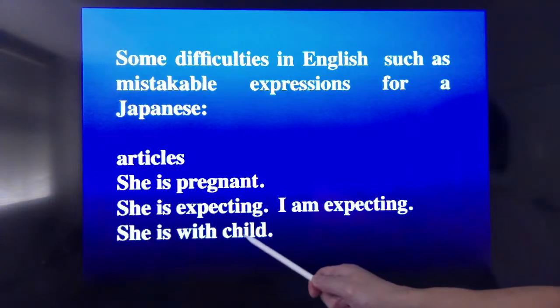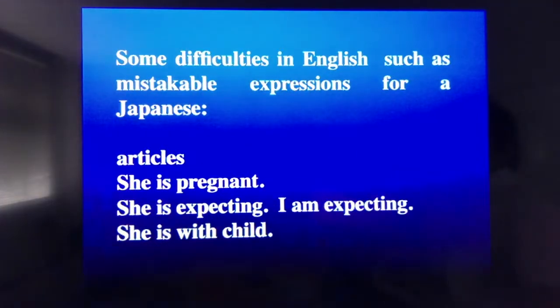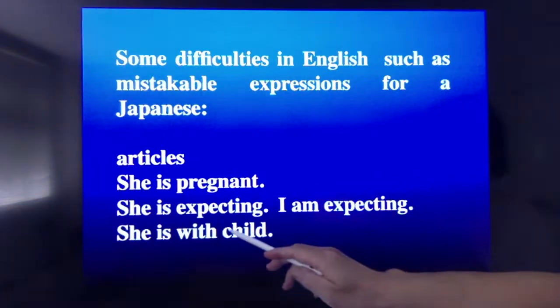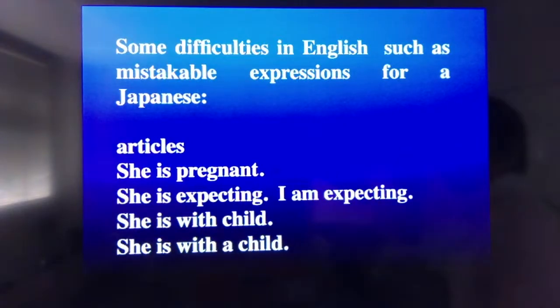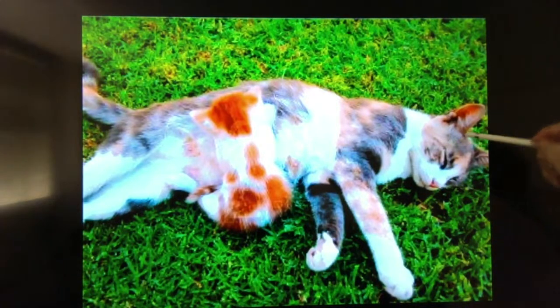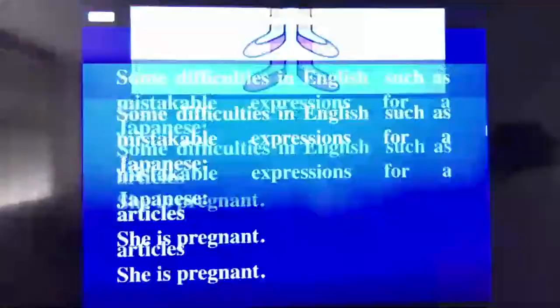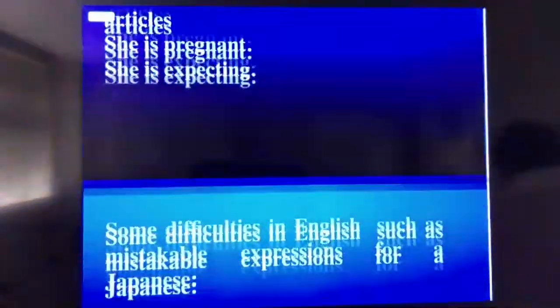She is with child. This is also the same. These three sentences are the same in meaning. This is different. And "she is with child": however, if there's an article, "she is with a child" is like this: a mother cat and baby cat here. "She is with a child" is different from "She is with child".